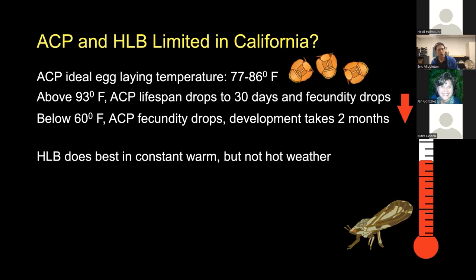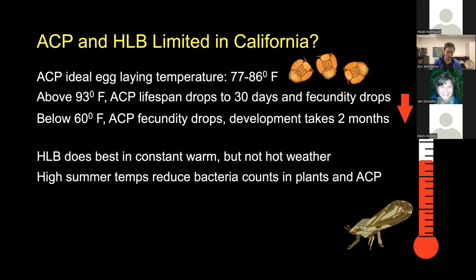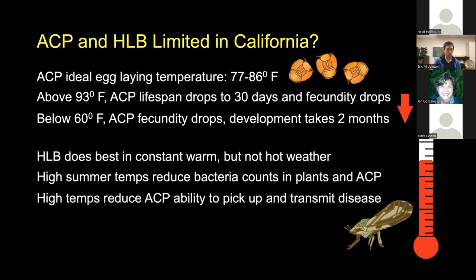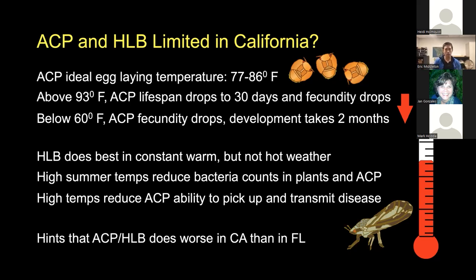And the same is also true of the disease, HLB, because HLB does best in constant warm, but not hot weather. So when there's high summer temperatures, this reduces bacterial counts both inside the plants themselves and inside the psyllids who could potentially be vectoring the disease. And additionally, the higher temperatures reduce these psyllids' ability to pick up and subsequently transmit the disease to new plants. So all this to say that there are certainly hints that both ACP and HLB will do worse here in California than it would do in Florida.